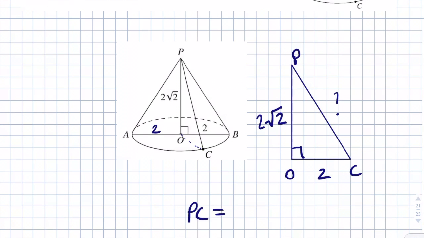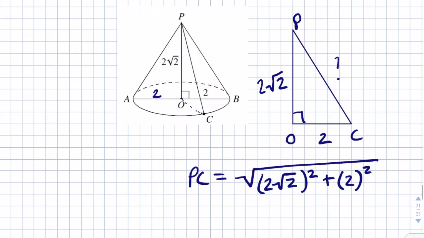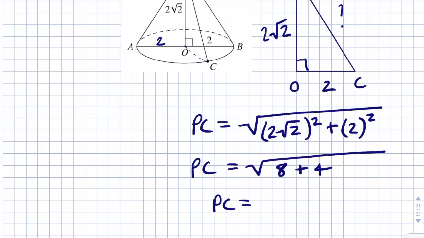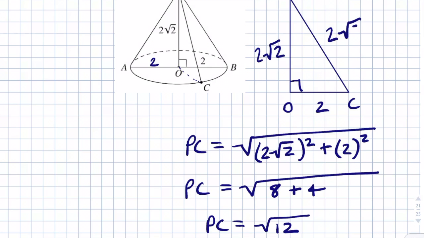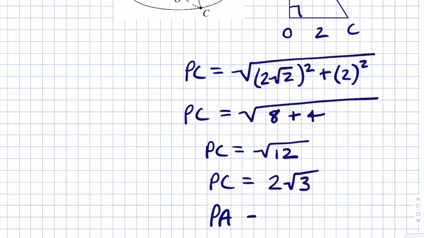So we say that PC is the square root of 2√2 squared plus 2 squared. We're going to get 2 times 2, which is 4, and the square root of 2 times the square root of 2, which is 2. So that's going to give us 8 plus 2 squared, which is 4. So PC becomes the square root of 12, which simplifies to 2√3.